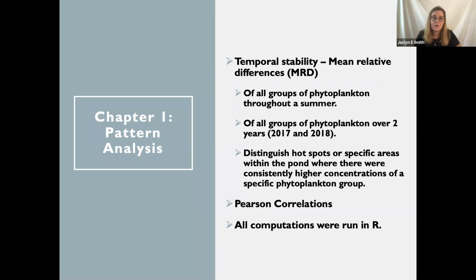We decided to use mean relative differences, or MRDs, to assess the spatial and temporal stability. This would allow us to understand how these groups behave through the sampling season and even over multiple sampling seasons. As well, it indicates any hotspots or zones of consistently higher or lower phytoplankton concentrations. We also used Pearson correlations to compare the spatial patterns between years, as well as compare the spatial patterns of water quality with the spatial patterns of phytoplankton groups. And all computations for this chapter were run in R for the most part.